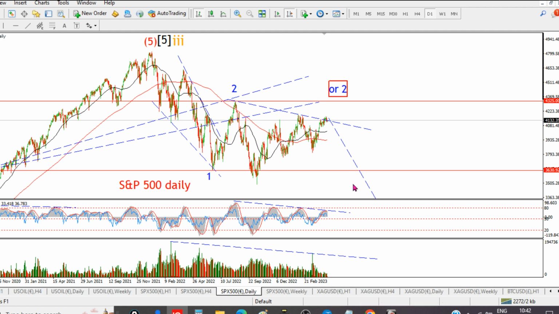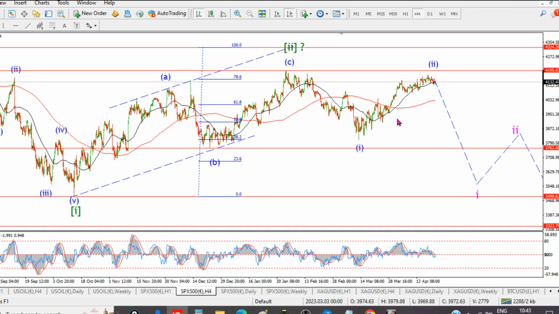This chart basically screams rollover and complacency. So we can't get anything for the short term on the daily count. So let's go down the degrees here.